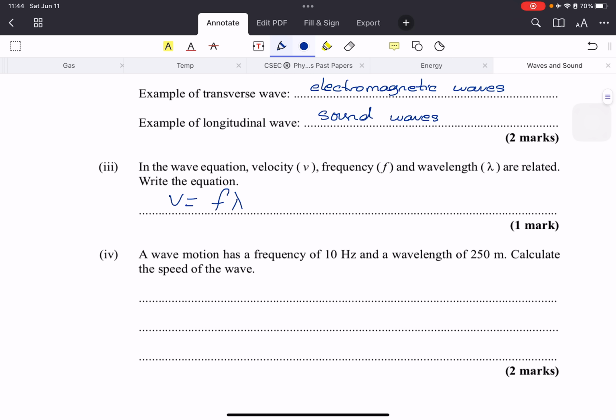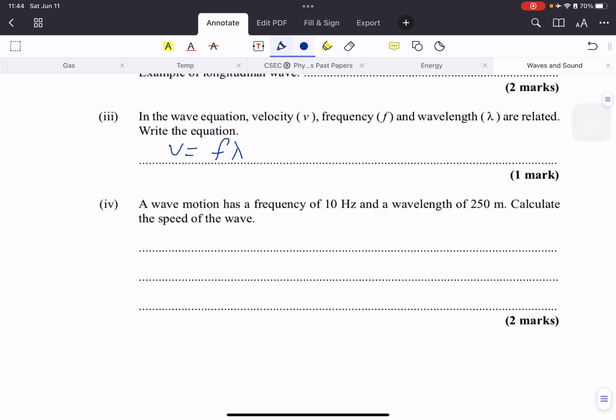And here we have the most important equation in waves. It's called the wave equation, which states that the velocity of the wave is equal to the frequency multiplied by the wavelength. And it's written like this: v = fλ.